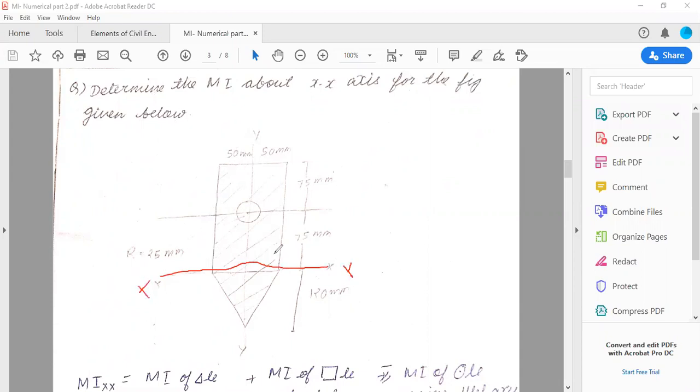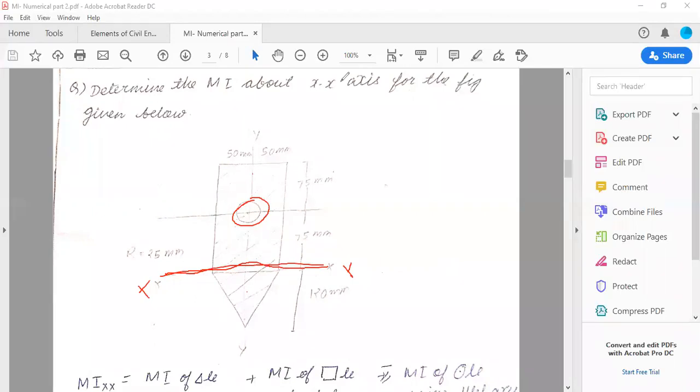They have given us a rectangle which is shaded. There is a circle over here and there is a triangle. About this axis, I want to find the MI. So how many figures are there? There is a rectangle, a circle and a triangle, and the circle is not shaded. So I'll say rectangle MI plus the triangle MI minus the MI of the circle. The rectangle and triangle are about the base, and for the circle I have to use the parallel axis theorem, which is I self plus A h square.